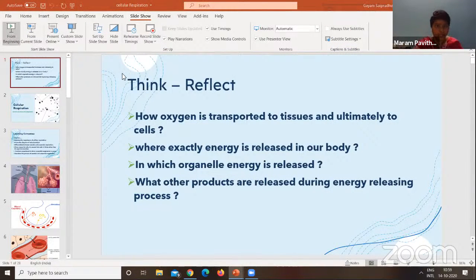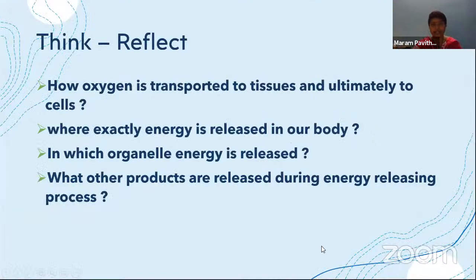Children, before entering into the topic, please think and reflect about these questions. How is oxygen transported to tissues and ultimately to cells? Where exactly is energy released in our body? In which organelle is energy released? What other products are released during the energy releasing process? Do you know the answers to these questions? Let us learn the answers in this lesson.